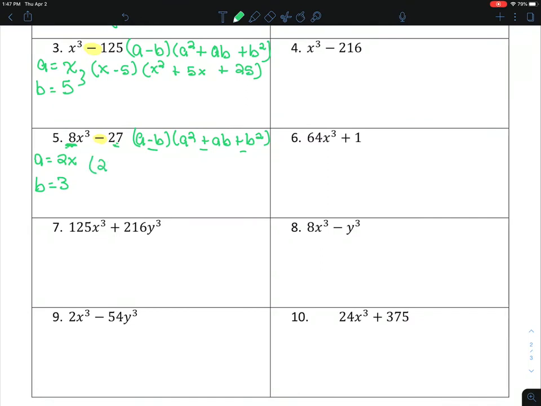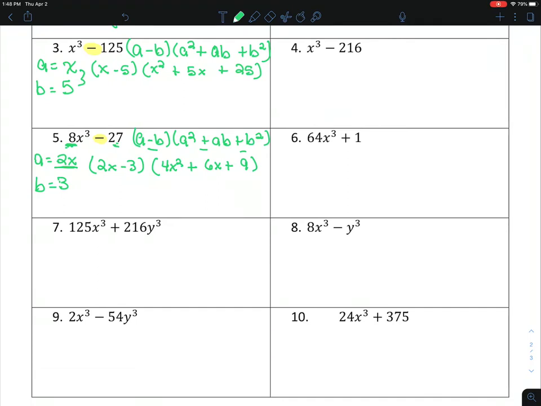So this is going to be 2x minus 3. And then 2x squared. When we do 2x squared, you have to remember to square both the 2 and the x. So that is 4x squared, because we have to square that 2. Plus, we're multiplying these two together. So 2 times 3 is 6. And then b squared, 3 times 3 is 9.